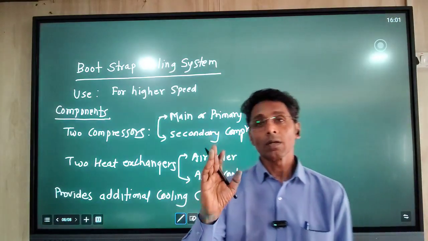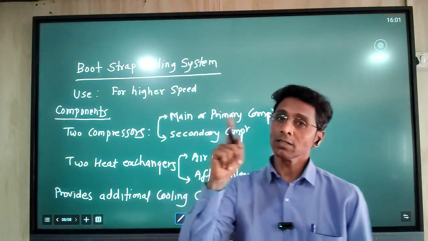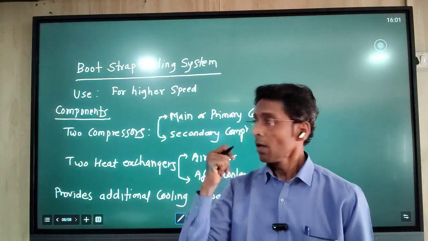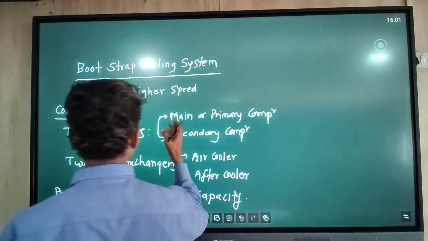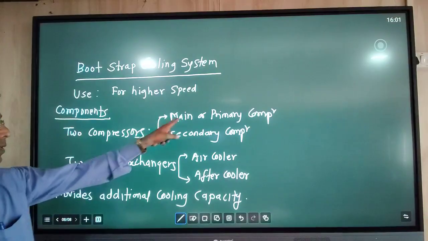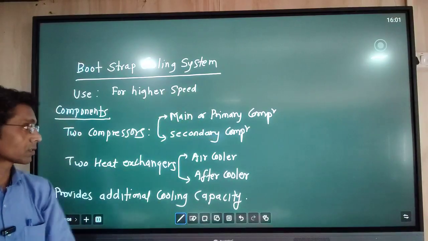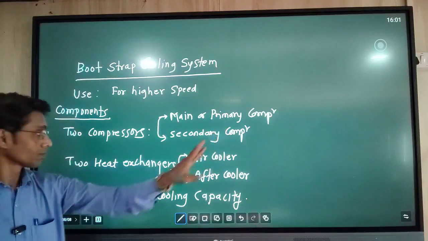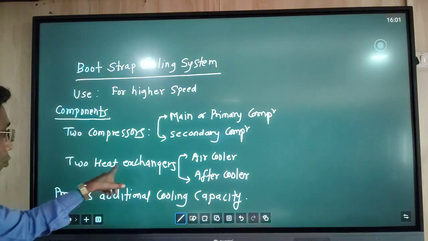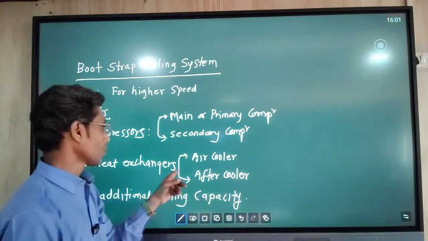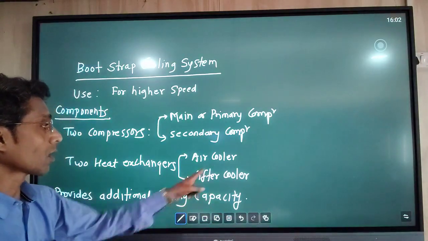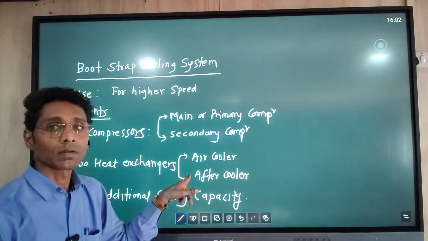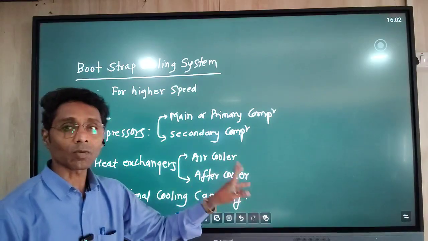In a simple air cooling system, we have seen that there is one compressor and one heat exchanger after the ramming process. Here we have two compressors. The first compressor is called the main or primary compressor, and the second is the secondary compressor. Here two heat exchangers are used. One is used as an air cooler, and after the turbine, another heat exchanger is placed. That is why it is called the after cooler.